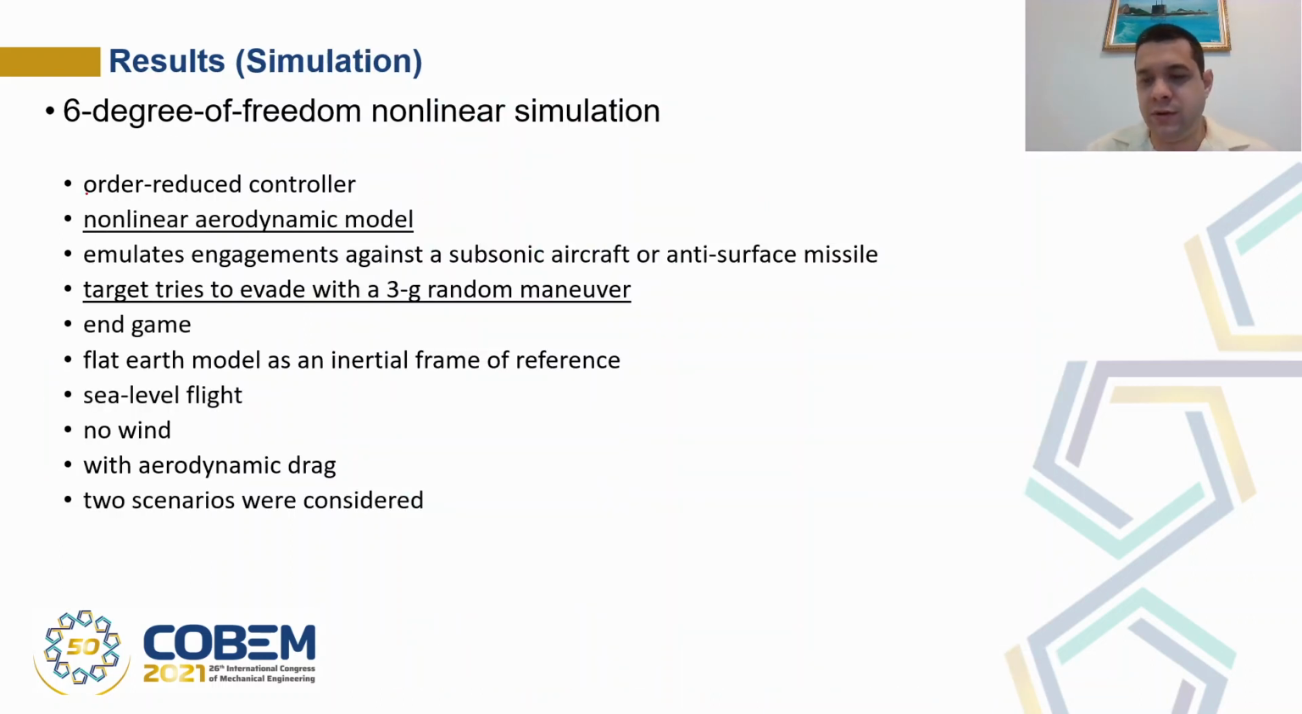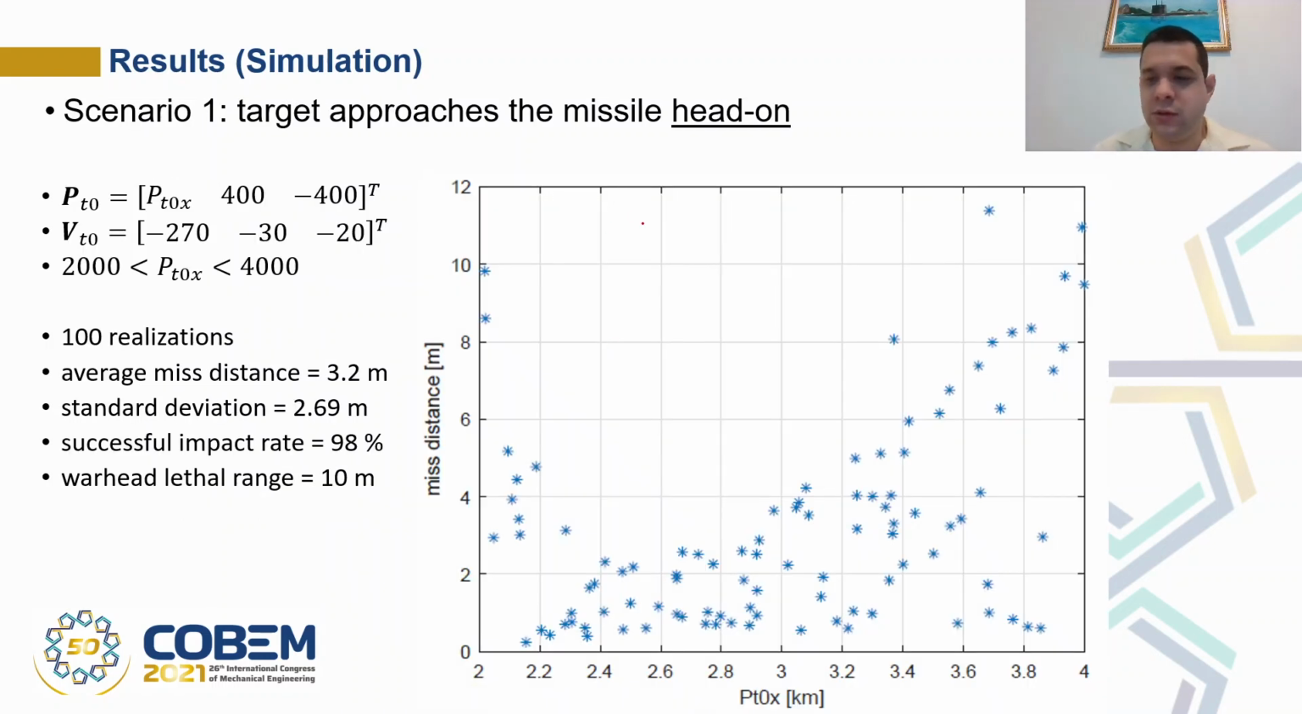The order reduced autopilot was tested with a 6 degree of freedom nonlinear simulation implemented in MATLAB. We emulate engagements against a subsonic aircraft trying to evade with a 3G random maneuver. Two scenarios were considered. Scenario 1, the target approaches the missile head-on. Initial target position and velocity are defined here.